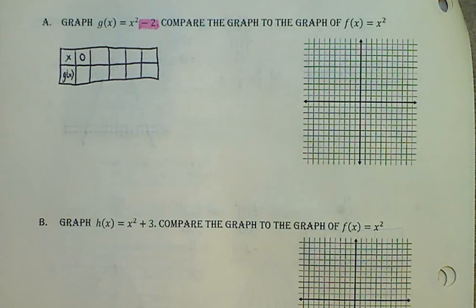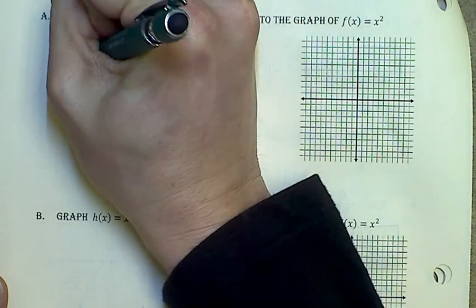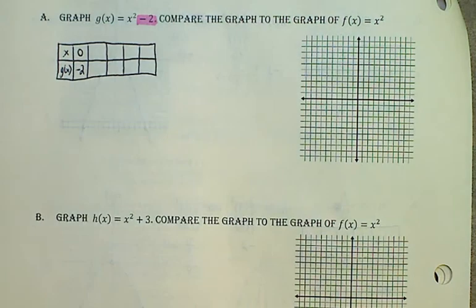And so when x is 0, g of x is going to be negative 2. If we just think about that, 0 plugged in for x, we get 0 squared, which is 0, minus 2 is negative 2. So we are essentially going to be shifting down 2. So we have a vertical translation by negative 2.